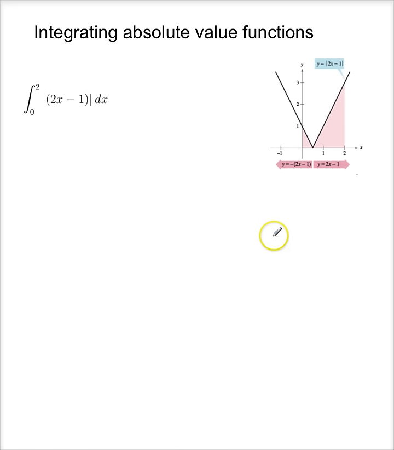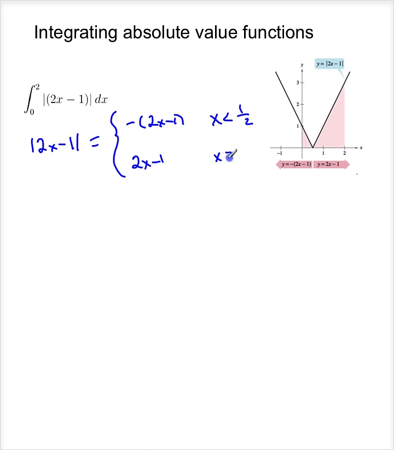Now what do you do if you have an absolute value in there? Well, the first thing I want you to do is rewrite the absolute value part of the equation as a piecewise function. All right? Now, when x is less than 1/2, then the absolute value function is equal to the negative of what's inside. So this is minus 2x minus 1 when x is less than 1/2. When x is greater than or equal to 1/2, this is simply equal to the function itself.